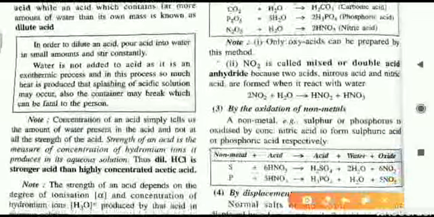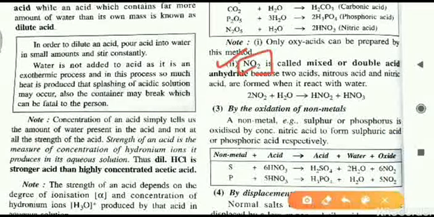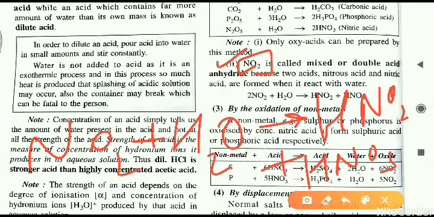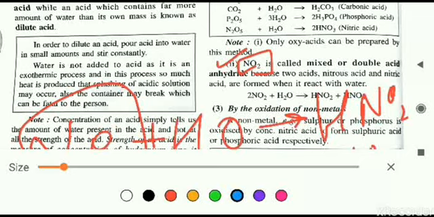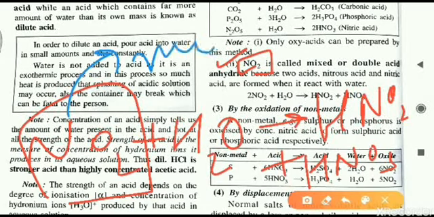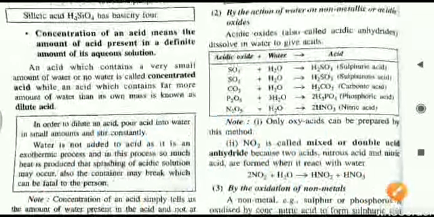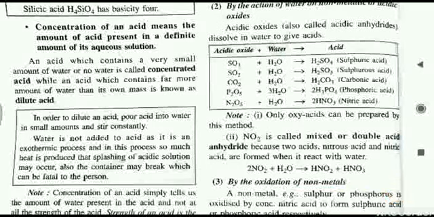Apart from this, there is a special case here, that is NO2. Whenever nitrogen dioxide combines with water, what will we get? We will not get a single acid, we will get a mixture of acids. One acid will be HNO2, the second acid will be HNO3. Because we are getting a mixture of acids, therefore NO2 is not called an acid anhydride, it is called a mixed anhydride, because a mixture of acids is produced on its hydrolysis. On adding water to it, we are getting two acids.